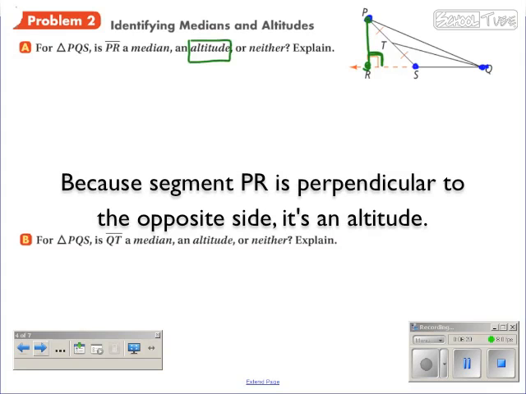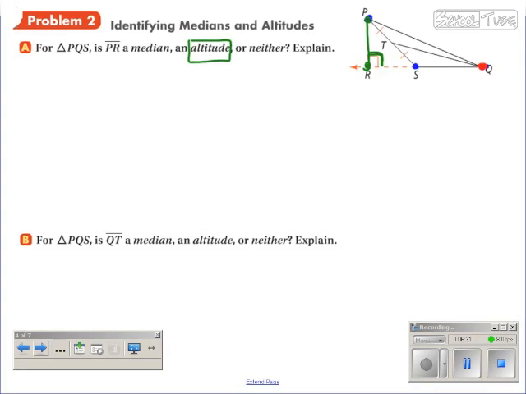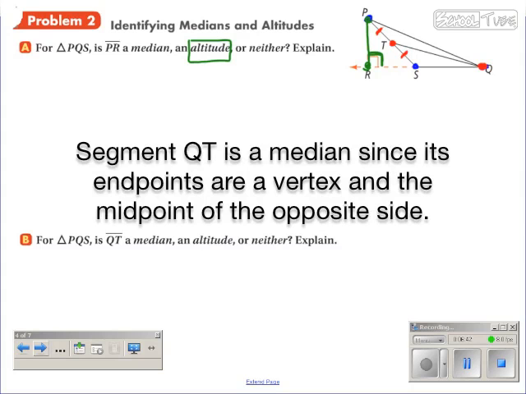Now for letter B, we have PQS, and we're focusing on QT. QT goes from one vertex to the opposite side, and it is a bisector because it divides that segment into congruent segments. And so therefore our answer is that it is a median.